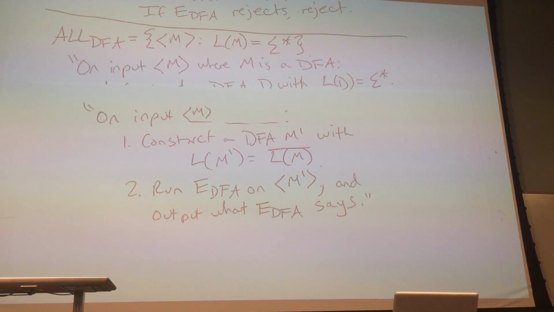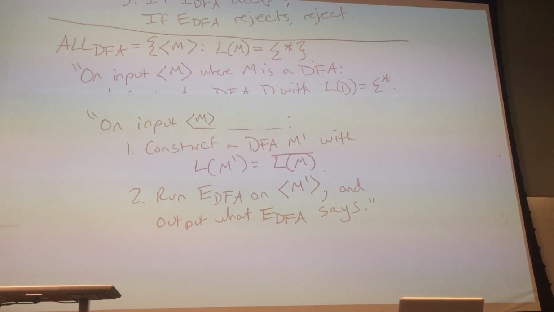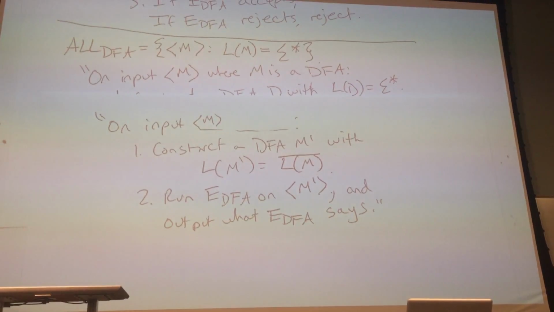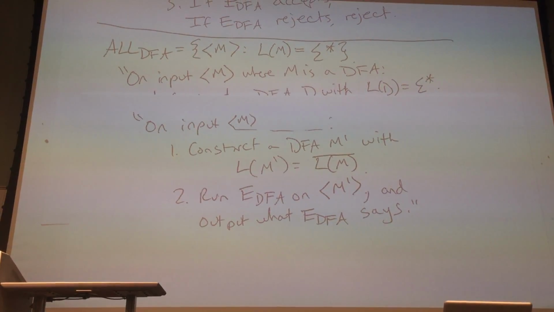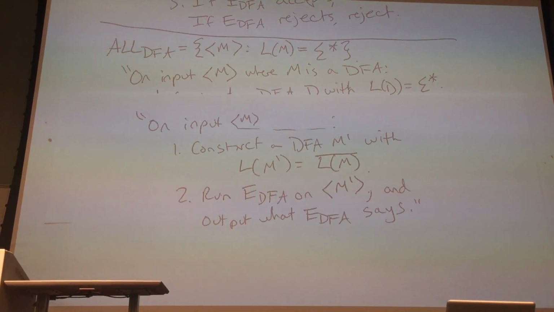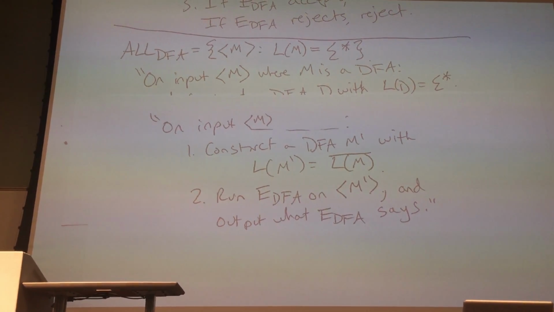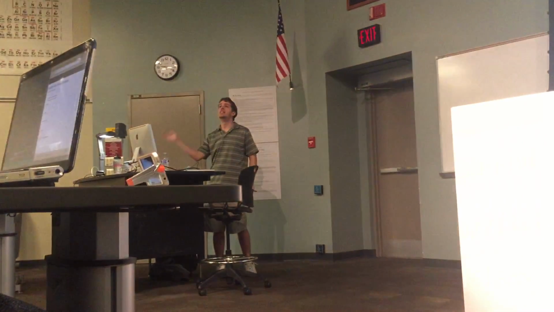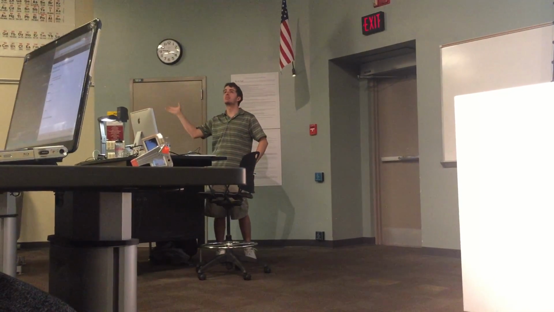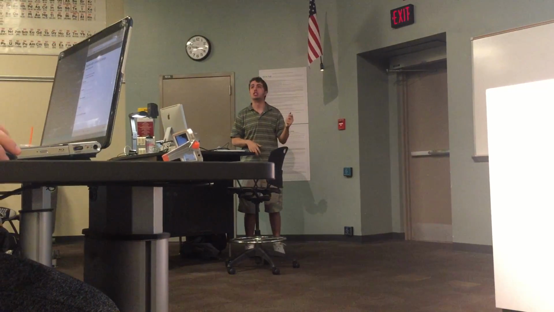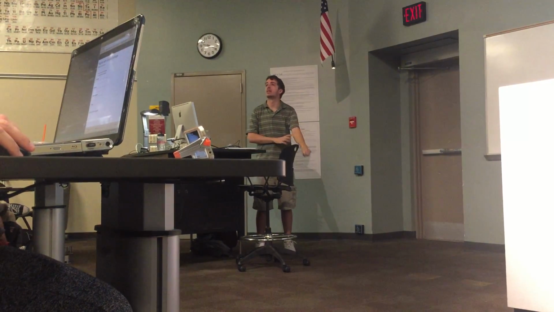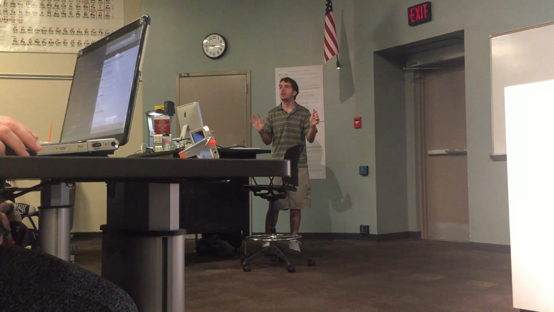So if E DFA says accept, we say accept. If it says reject, we say reject. In fact, there are two ways of doing all sub DFA here. Because if a machine's language was sigma star, its complement is empty. If it wasn't sigma star, then there is some string not in it, which means that its language is not empty. So this really does work here. Any questions about any of that?